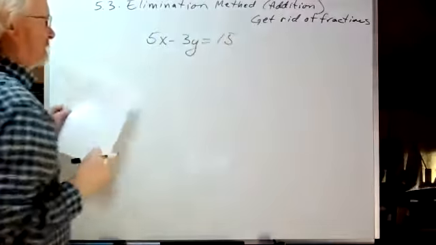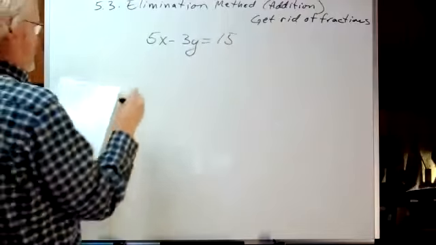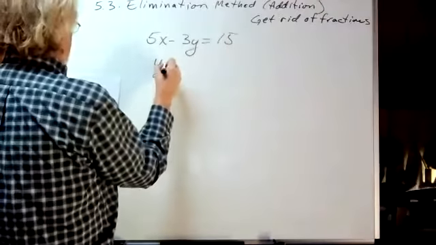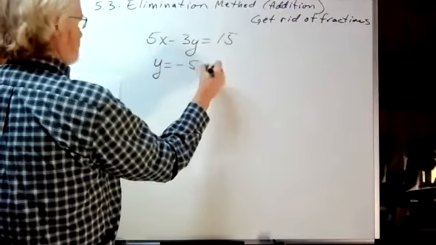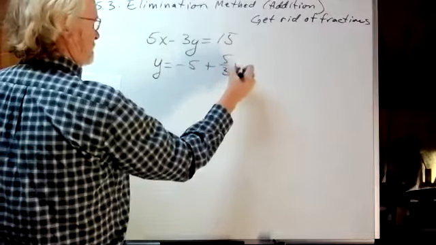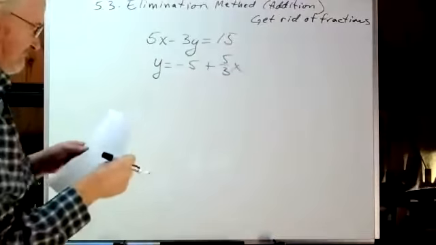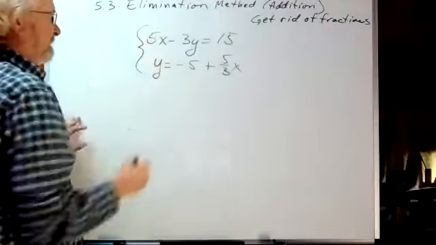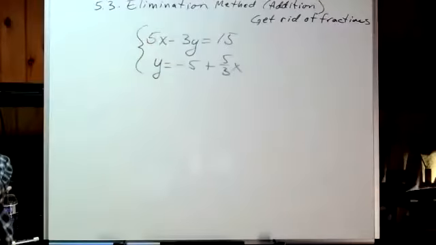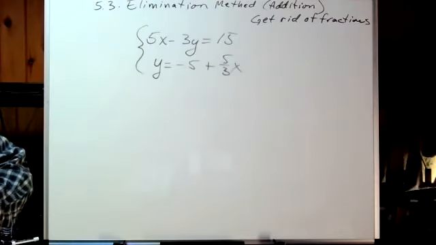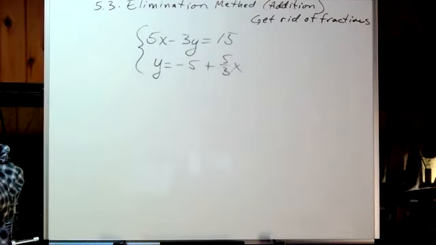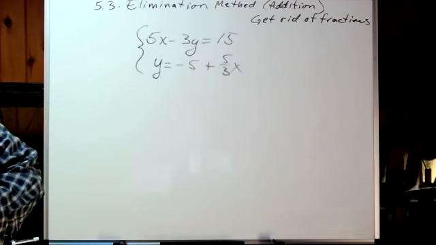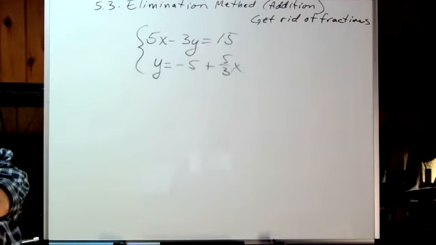Five x minus 3y equals 15. Y equals negative 5 plus 5/3 x. Uh-oh. Did I really mean this example? Well, that's not standard form. Can't really use elimination right now. I think I'll rearrange it, okay? I'm going to rearrange it.